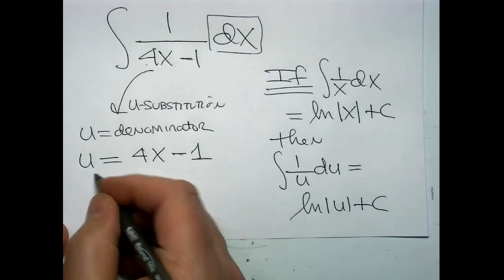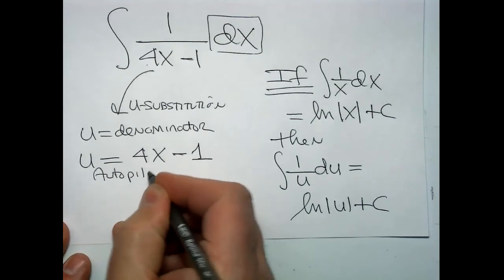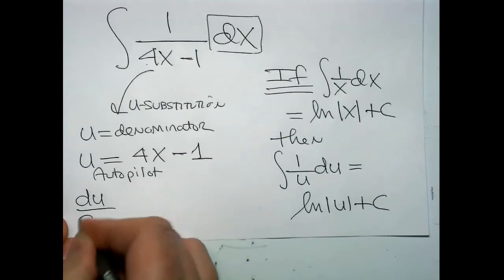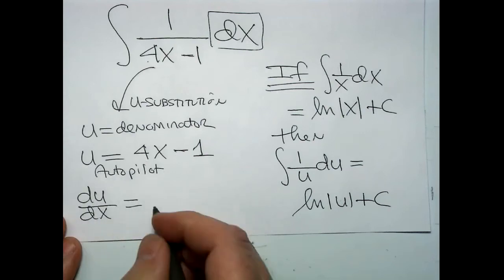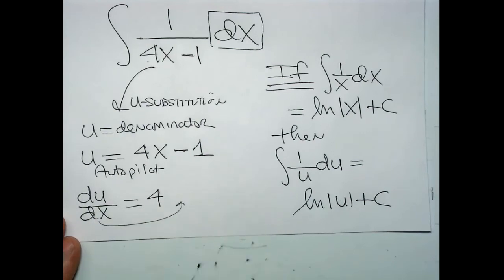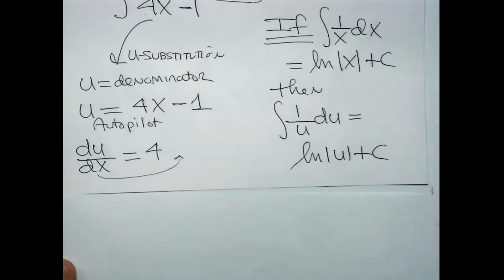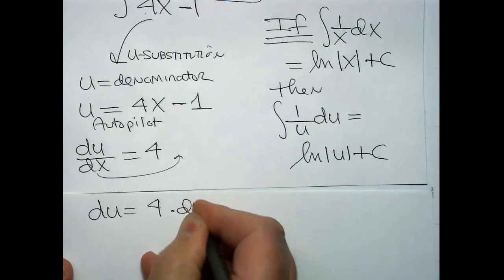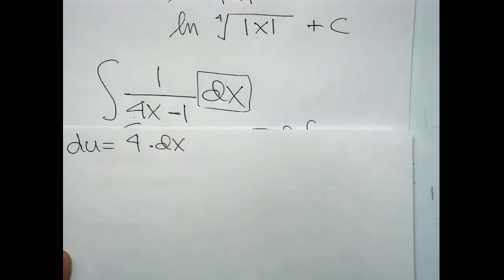Come on down here, and you remember what I called this in the other chapter, autopilot, take a derivative. Every u substitution you ever do, I do need you to take a derivative du dx. Well, du dx is just 4. Move the dx to the other side. Let's see what we get. So now du equals 4 dx.